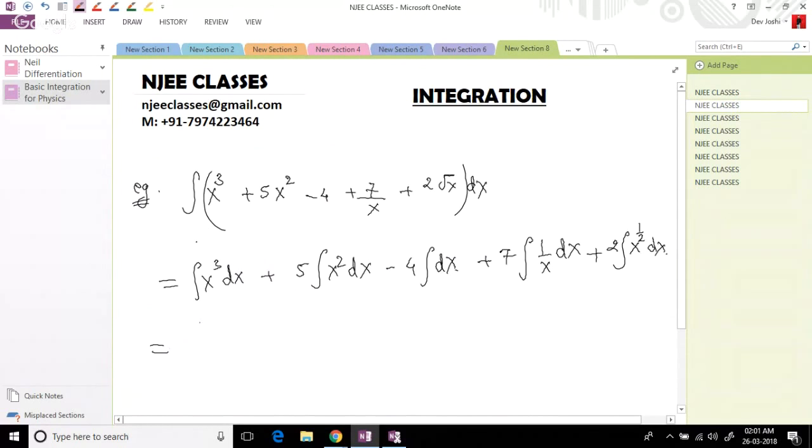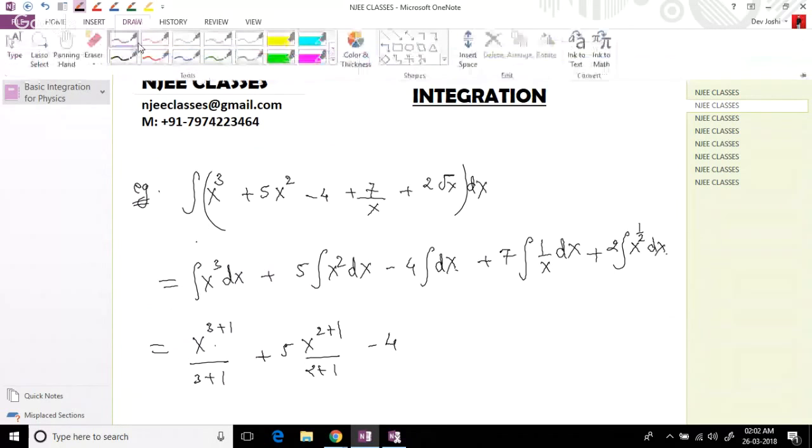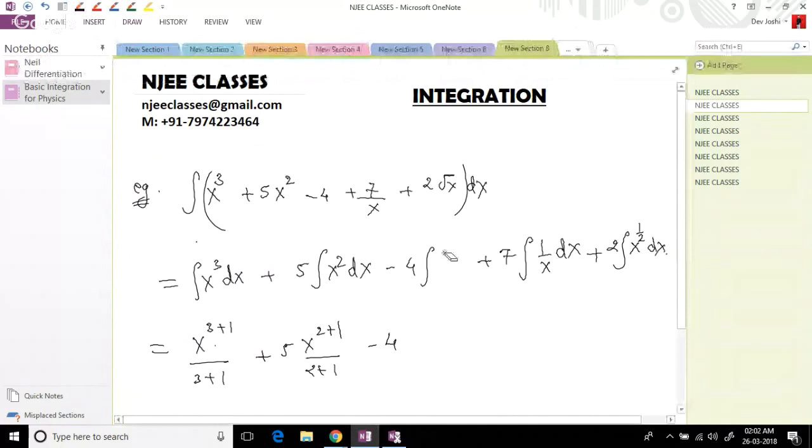Correct. So the first term, again apply x to the power n. Yes, so x to the power n plus 1 upon n plus 1. So x to the power 3 plus 1 upon 3 plus 1 plus 5 x to the power 2 plus 1 upon 2 plus 1 minus 4 integral of dx. When you are calculating integral of dx, can I express the integral of dx like that? Integral of x to the power 0 dx. Can I write it down like that? Because anything to the power 0 is going to be 1. So I can write integral of dx as x to the power 0 dx. Correct. So now apply the basic formula x to the power 0 plus 1 upon 0 plus 1.